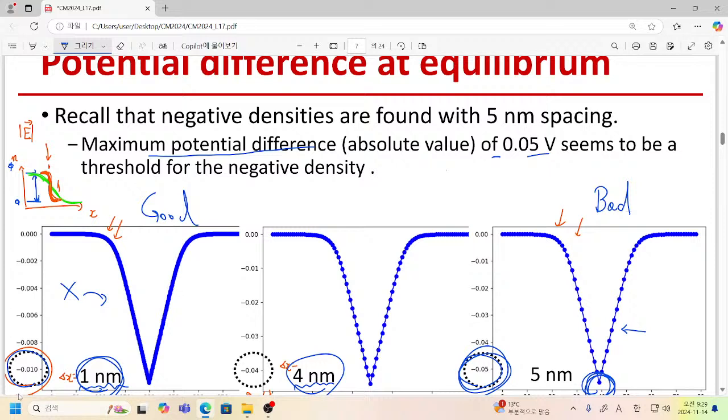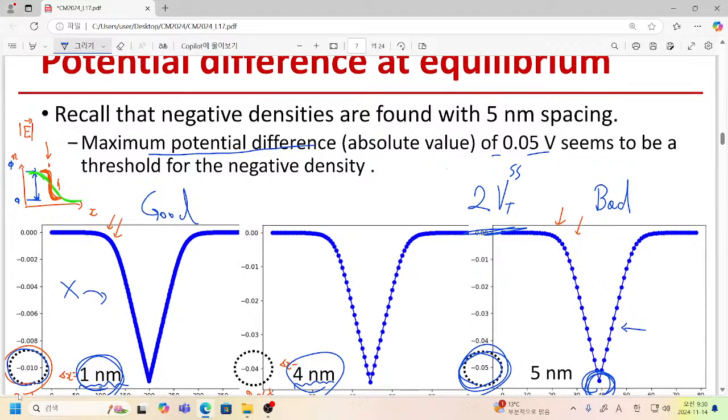When you have 50 millivolts, you must understand this corresponds to just 2 times the thermal voltage. So you must understand that somewhere in our discretization scheme, there will be a term corresponding to 2 times the thermal voltage, and that will be a trigger of a negative carrier density. Let's have a look at our problem.